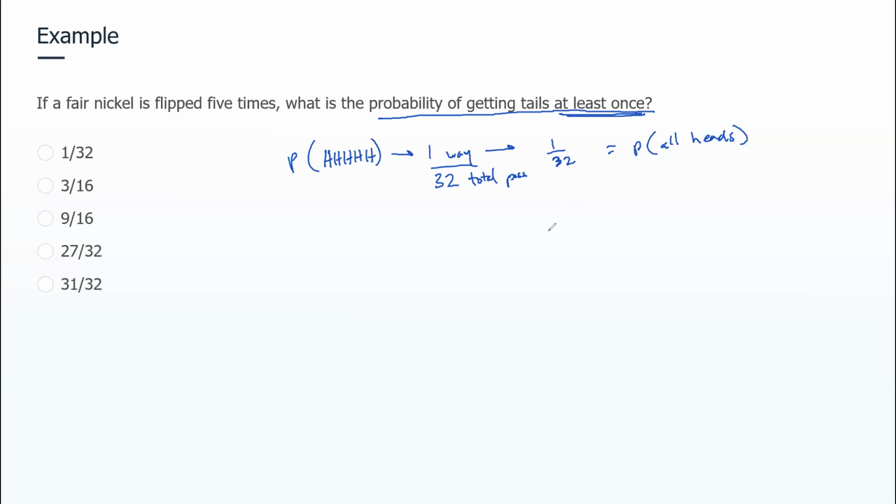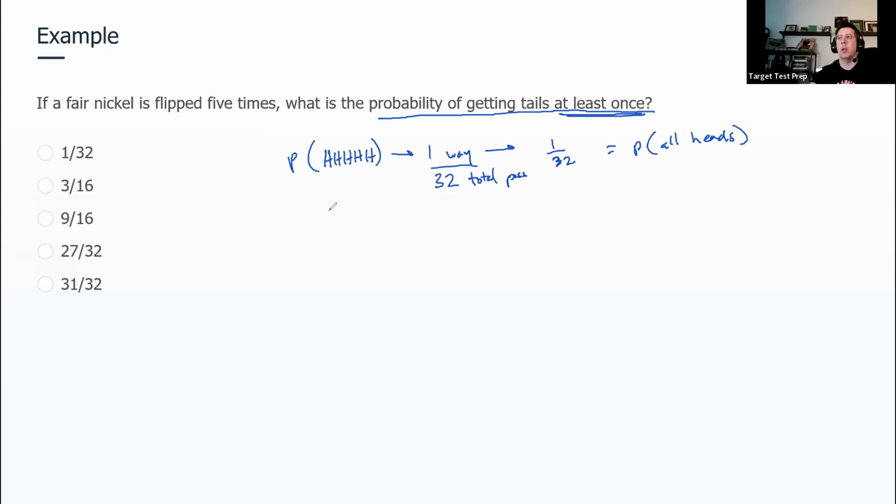There's 31 remaining ways if you take away that one way that is all heads. So rather than actually calculating all the different permutations, like 1 tail and 4 heads, or 2 tails and 3 heads, and a whole bunch of different orders that these ways could happen, all you have to do is say, hold on.